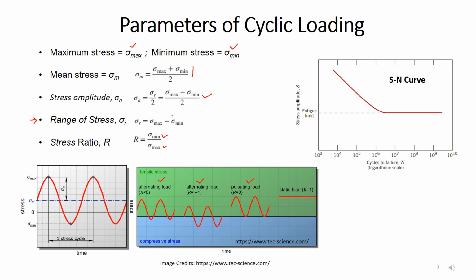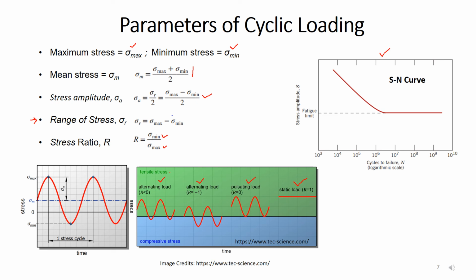Another one, we have pulsating load, meaning in this case the load is changing, at one time it is having the zero stress value, at the other time it is having the maximum stress value. So here the magnitude is changing, but the direction of the load is not changing, meaning the load is not moving towards the compressive side. Another one, we have static load, where R is equal to 1. So these types of loads we can apply, where the positive side refers to the tensile stress and the negative side refers to the compressive stress.